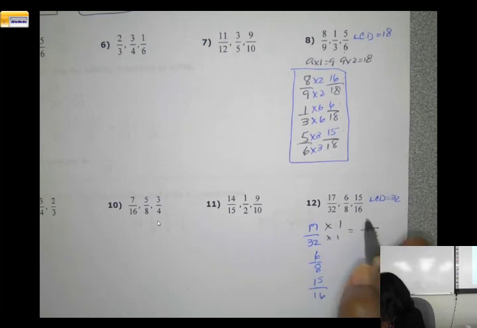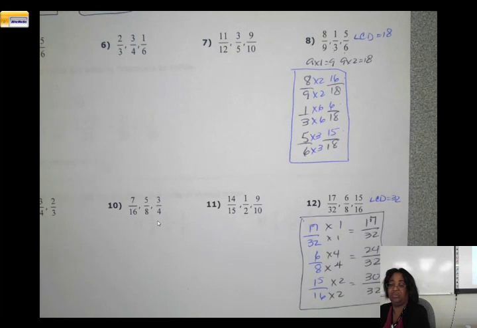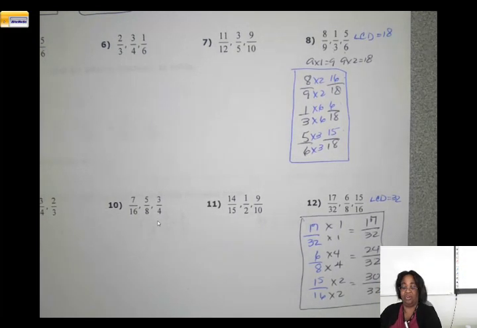So we're just going to multiply by 1. 4 times 8 is 32. So 6 times 4 is 24 over 32. And then 16 times 2 is 32. So that equivalent fraction is going to be 30 over 32. So you just raise all the fractions to 32. And those are your equivalent fractions that you need to show me that you know how to do.